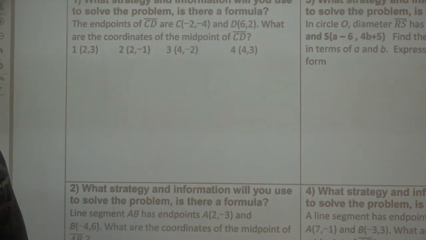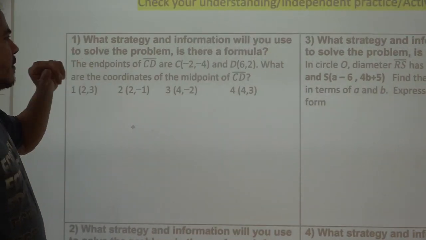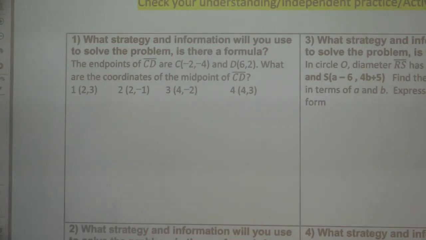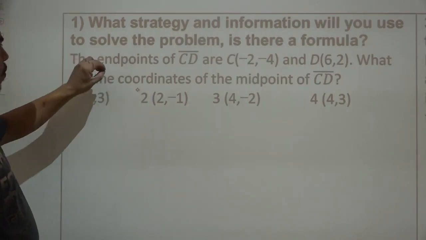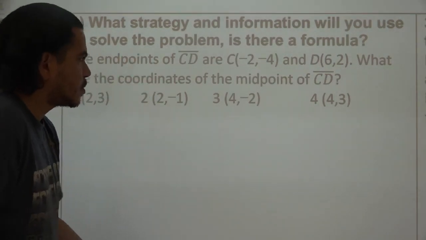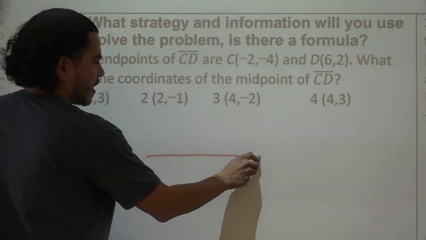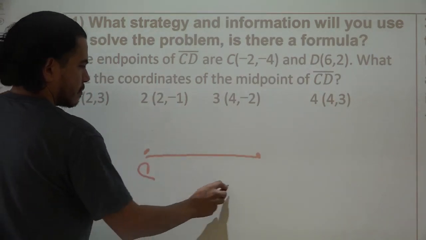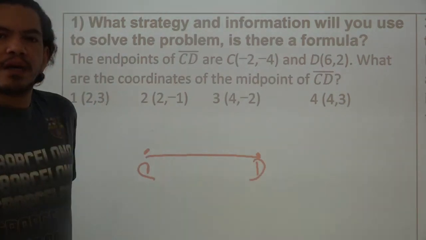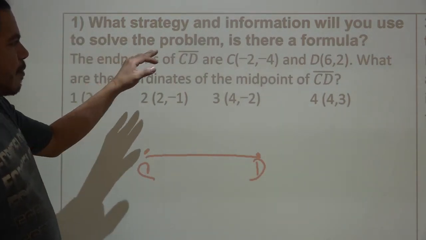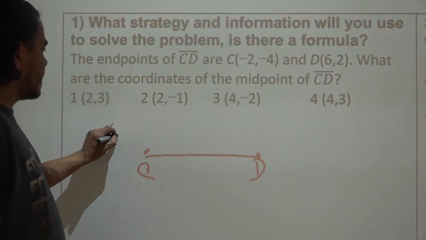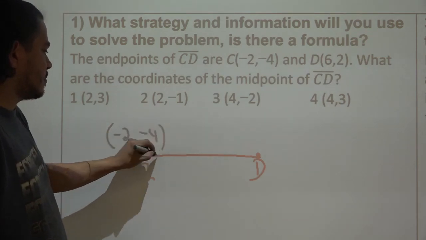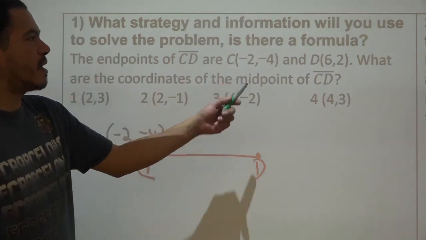So let's see. What strategy and information will you use to solve the problem? Is there a formula? Sure. Let's see what the problem is. It says, the endpoints of CD. So we have a segment CD, and it says that the endpoints are -2, -4. So I'm going to make this -2, -4. And the other one I am going to make 6, 2.